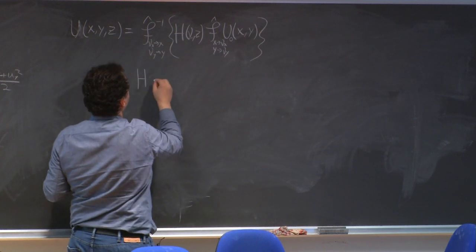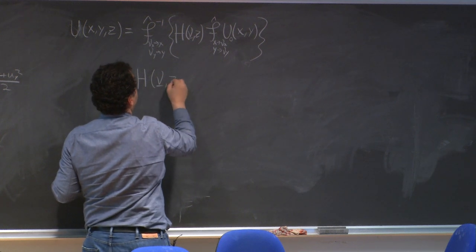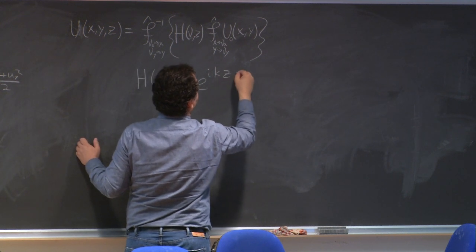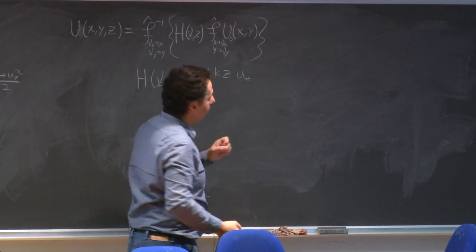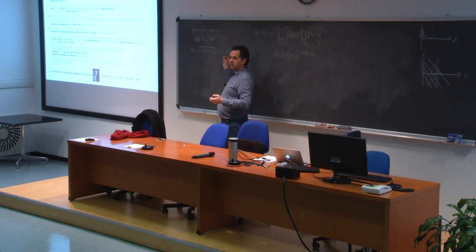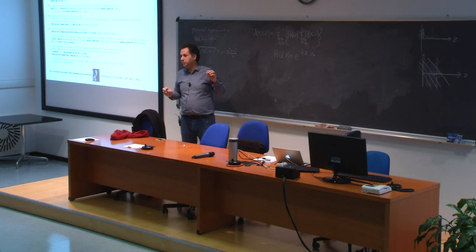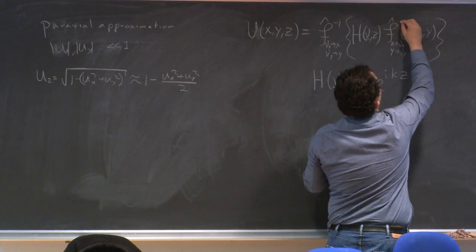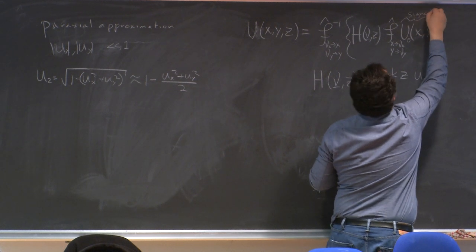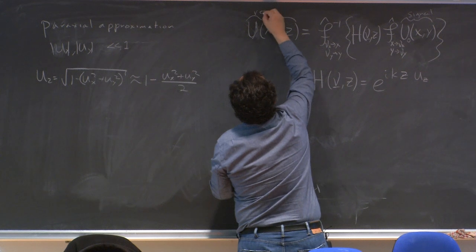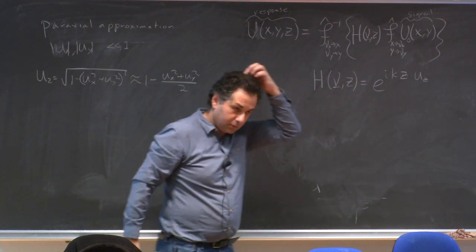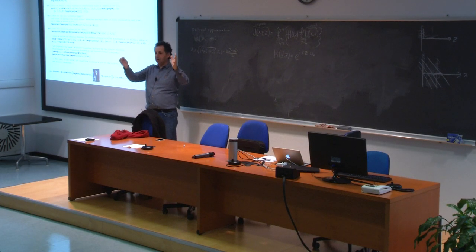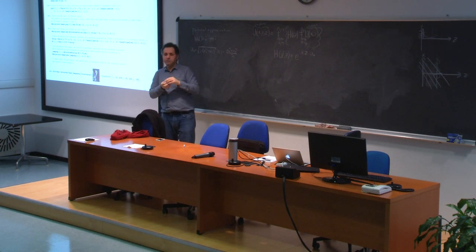This transfer function is precisely this e to the i k z u z that I mentioned before. And it can be the non-paraxial or the paraxial version. And that's it. That gives us the propagation of the field. So this is the signal, and this is the response. This is the standard linear system, where to model propagation, I can do a Fourier transform, multiply by something, then inverse Fourier transform.